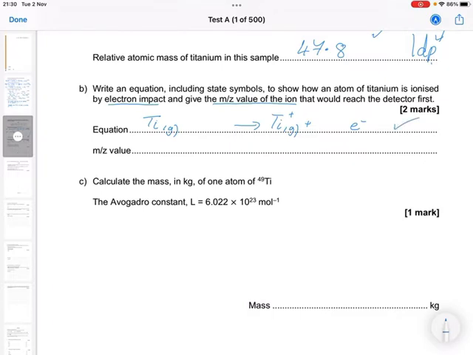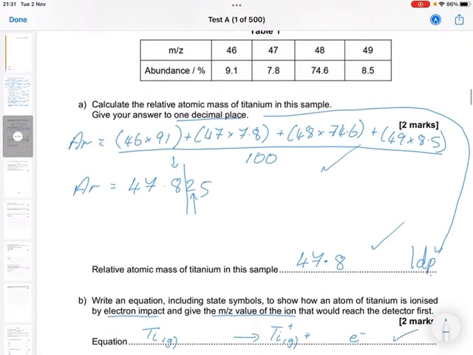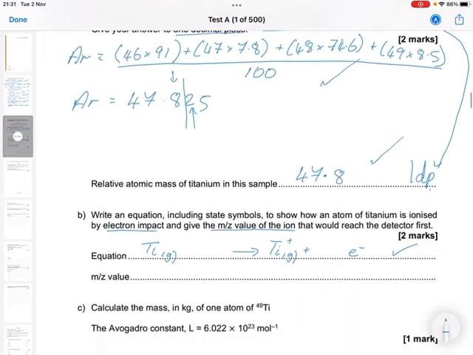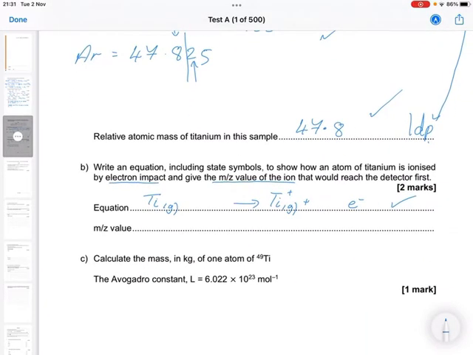The m/z value of the one that would reach the detector first. So remember, the one with the lightest mass or the lowest mass is the one that's going to move at the fastest speed. So that's going to be 46. So it's asking for the m/z value of the ion, so 46, or some of you may have put 46Ti+.